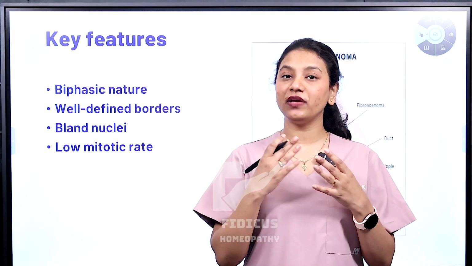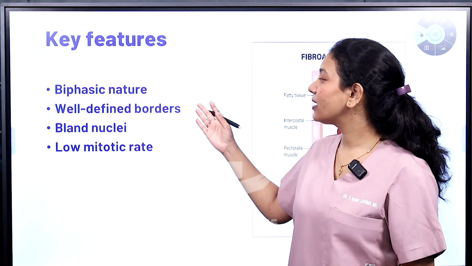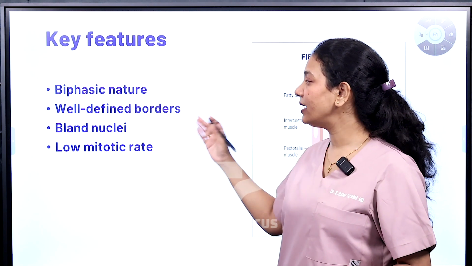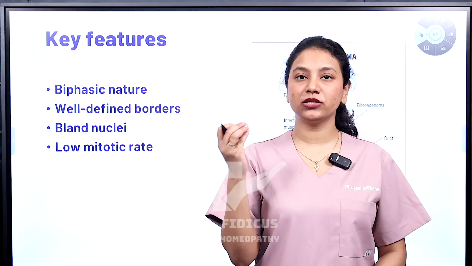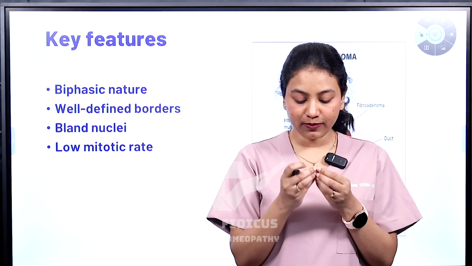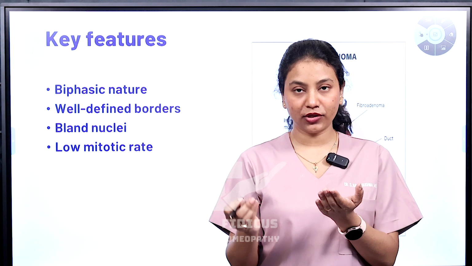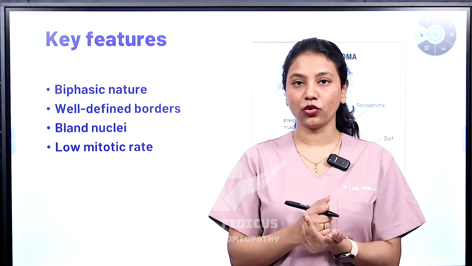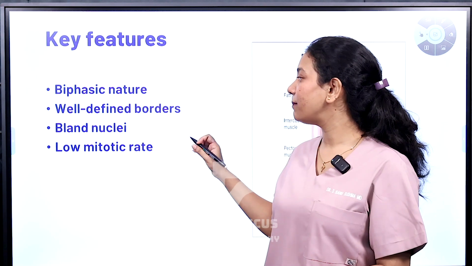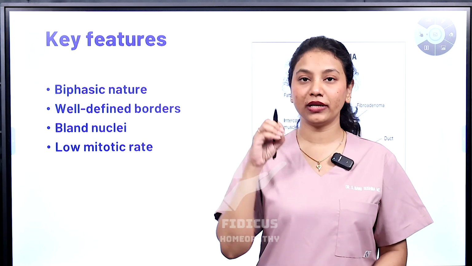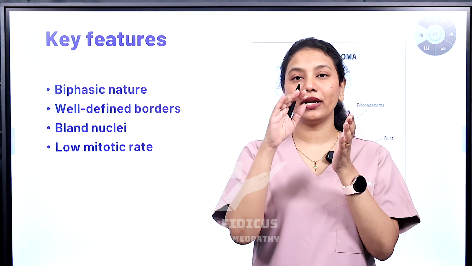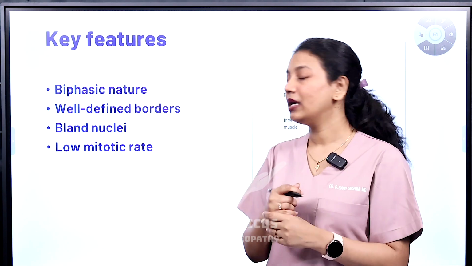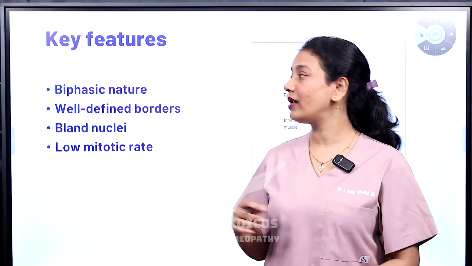Next, what are the key features of it? Biphasic, well-defined borders, bland nuclei and low mitotic rate. This has to do with the histology. When you take a part of the breast tissue and observe it under the microscope, you will find that there are bland nuclei and a low mitotic rate. What is low mitotic rate? Mitosis is division, so the mitotic rate is very low. That is why it is a slow growing tumor.